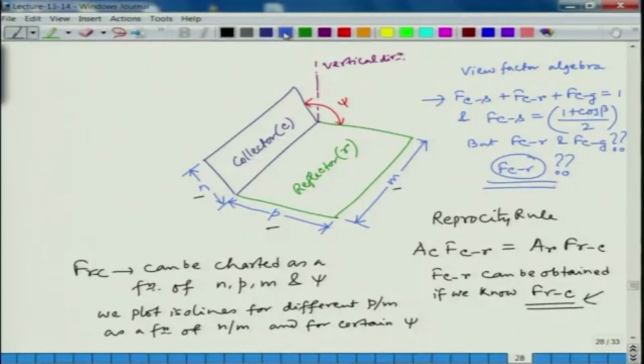Once this FRC is found, the other things are easily found out. Then we can find this FCR from the reciprocity rule, and when FCR is known, FCS is already known, that is 1 plus cos beta by 2, and then we can find the FCG. So, that tells us all the required view factors, and we can place them in the expression of IT, and we can obtain the value of the augmentation that happens due to the reflector.